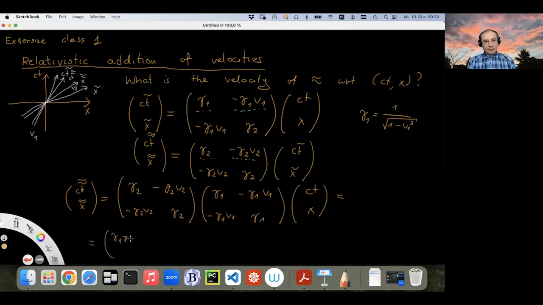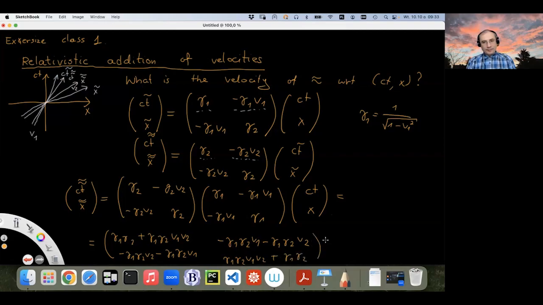So here we got gamma 1, gamma 2, plus gamma 1, gamma 2, V1, V2. That's multiplying this entry with this entry. Here we will get this times that, so it will be minus gamma 1, gamma 2, V1. Right. Minus gamma 1, gamma 2, V2. And the same thing on this row here. And here we got gamma 1, gamma 2, V1, V2, plus gamma 1, gamma 2, multiplying CTX. Okay, so this should give us the Lorentz transform between this frame and that frame.